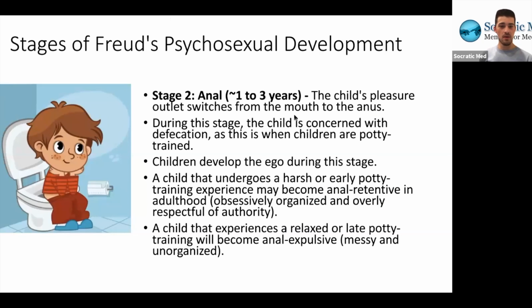Okay, no problem. So the second stage, we're moving from oral to stage two, which is anal, and that is from about 1 to 3 years old. So the child's pleasure outlet switches from the mouth to the anus. And during this stage, the child is concerned with defecation, as this is when children are potty trained. So it might seem like a weird thing to be hung up on, but it's actually kind of funny because a lot of psychologists of this time really consider potty training as a super important part, interestingly enough, of personality development.